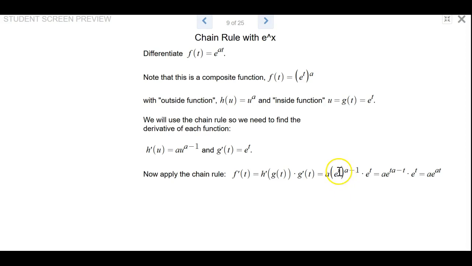When I evaluate that outside function at e to the t, and then I multiply by e to the t again, I end up with the same coefficient in the power and the same coefficient from the power rule down here multiplying e. So it's similar to the power rule when you find the derivative of e to the at, in that you bring down that coefficient, but you don't subtract 1 from the power.